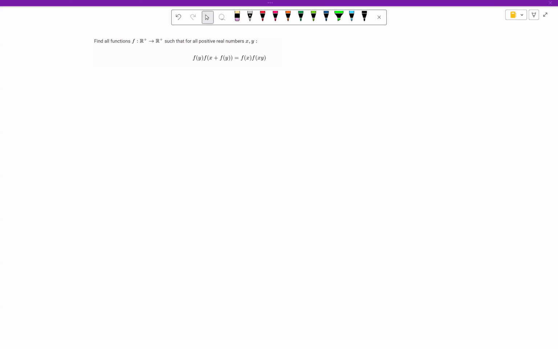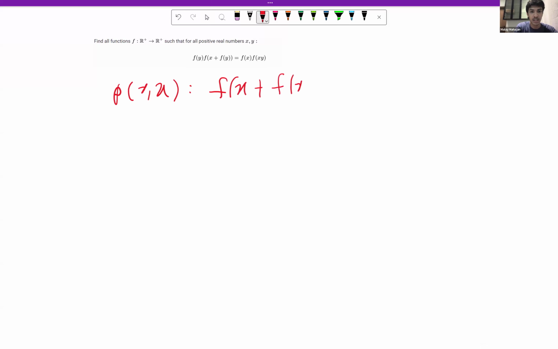P of x, x seems good to start from. Sorry, can you repeat? Yeah, sure. P of x, x seems quite good to start. Yes, because two terms cancel. You get f of x plus f of x is f of x squared. Okay, so what are the guesses for the answer?